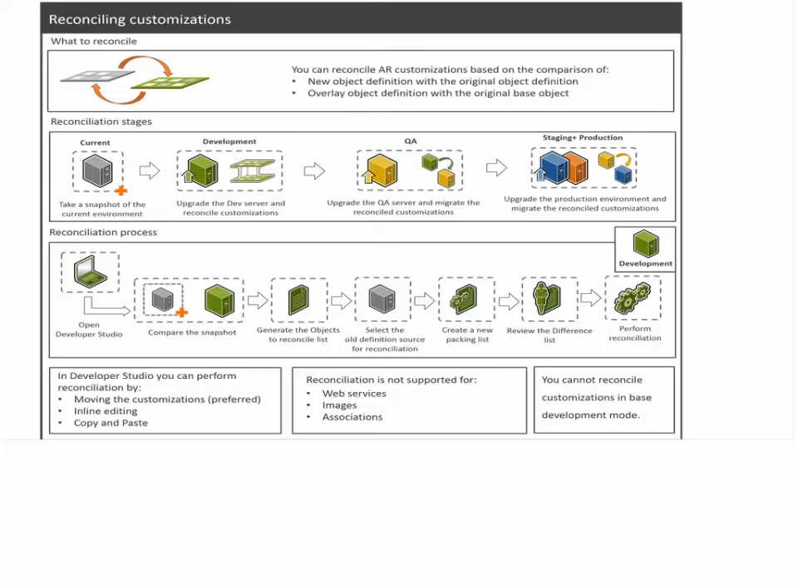Now let's look at the reconciliation process in depth. So what you do is you open the DevStudio, and then you already have that snapshot XML file which was captured earlier before you did an upgrade. So you use that XML file to compare it against the current server, and what it will produce is a list of objects that you need to reconcile.